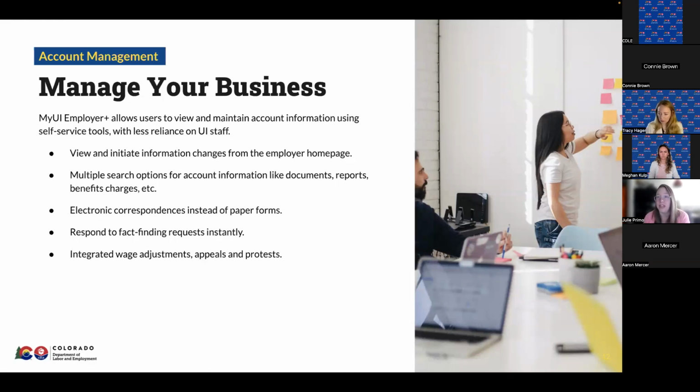We're also offering lots of options for electronic correspondences instead of the paper forms. This is going to make everything a lot easier for the employer population and us, so you don't have to wait for it to come in the mail. There's also the option to respond to fact-finding requests instantly. Right there in the system, you can open up your fact-finding and respond. And there's integrated wage adjustments, appeals, and protests. So you can see the activity and the history of everything and submit everything right there.